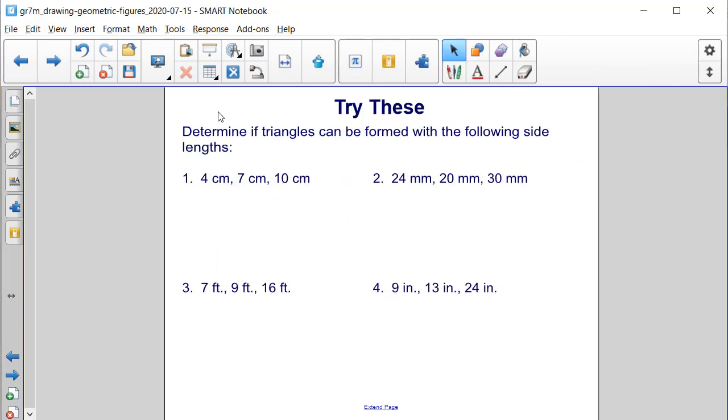Let's try some more problems. Determine if the triangles below can be formed with the following side lengths. So in our first one, we have 4 centimeters, 7 centimeters, and 10 centimeters. So let's check them all.